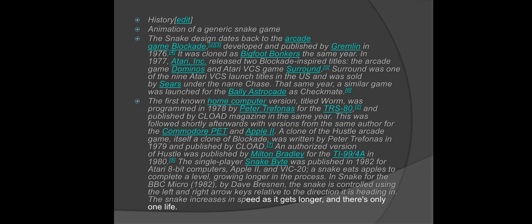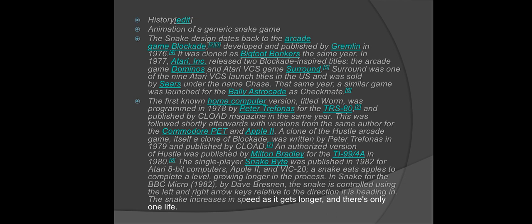History: animation of a generic snake game. The snake design dates back to the arcade game Blockade, developed and published by Gremlin in 1976. It was cloned as Bigfoot Bonkers the same year. It was followed by other Blockade-inspired titles, the arcade game Dominance and the Atari VCS game Surround.